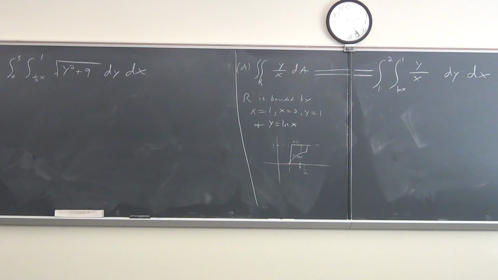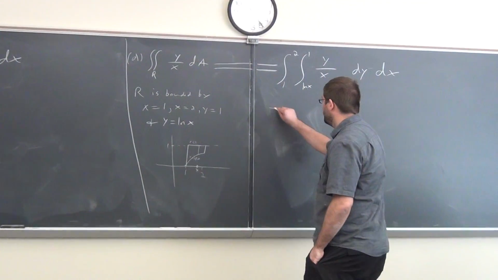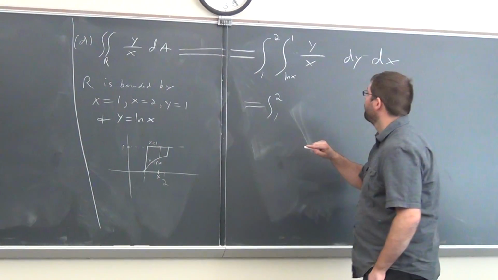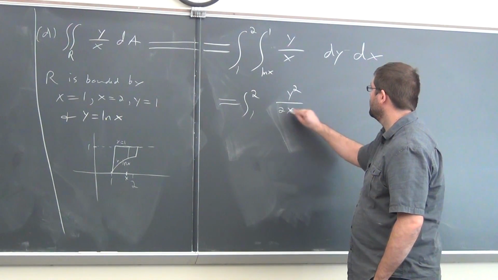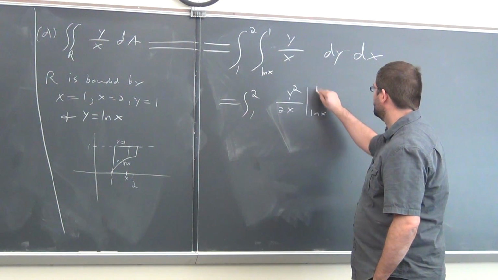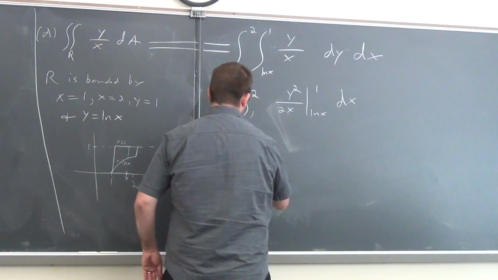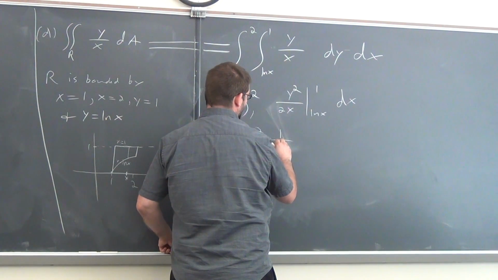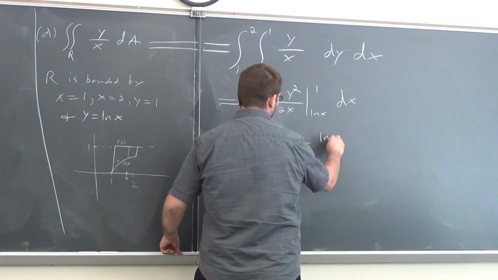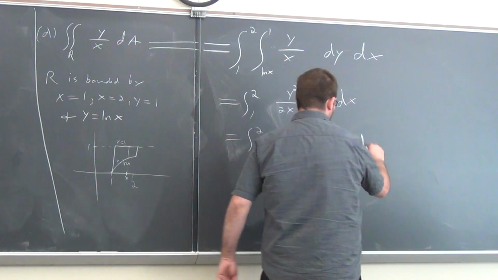Hopefully you had a chance to get somewhere on these. This first one, when you integrate with respect to y, what did you get? Y squared over 2x. And then we're going to plug in log x and 1. So we get 1 over 2x minus log of x squared over 2x. Okay?